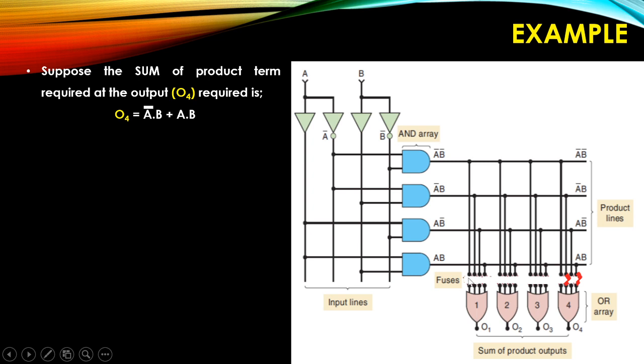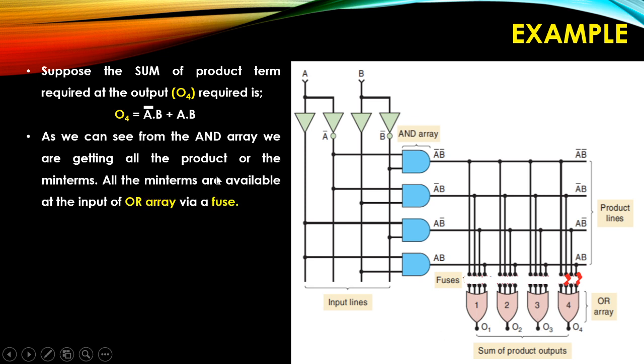So after removing all the fuses, what we can see is O1, O2 and O3 are disabled. Now what is our requirement? Our requirement is that the O4 OR gate has to be used, but with only these two min terms. So we can see that A bar B is available here and A B is available here. So we have to keep these two fuses intact so that one OR input is connected to A bar B, and the other OR input is connected to A B, and for the other two, the fuses have to be blown.